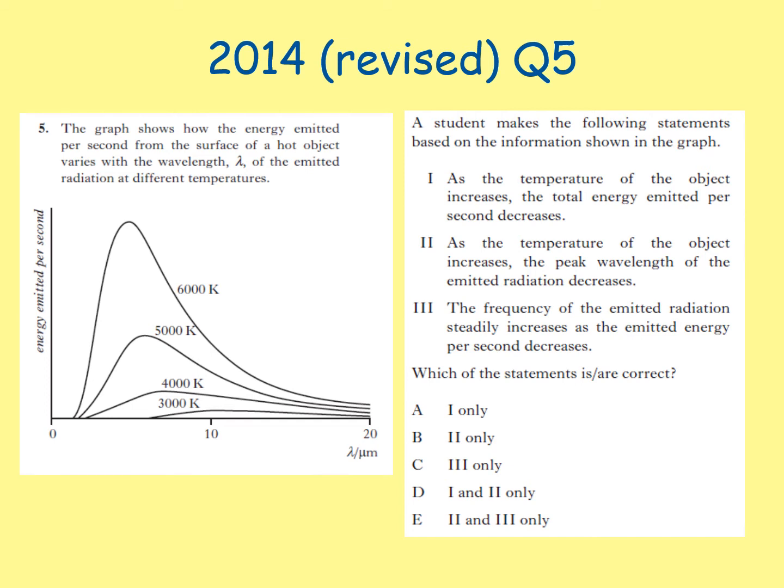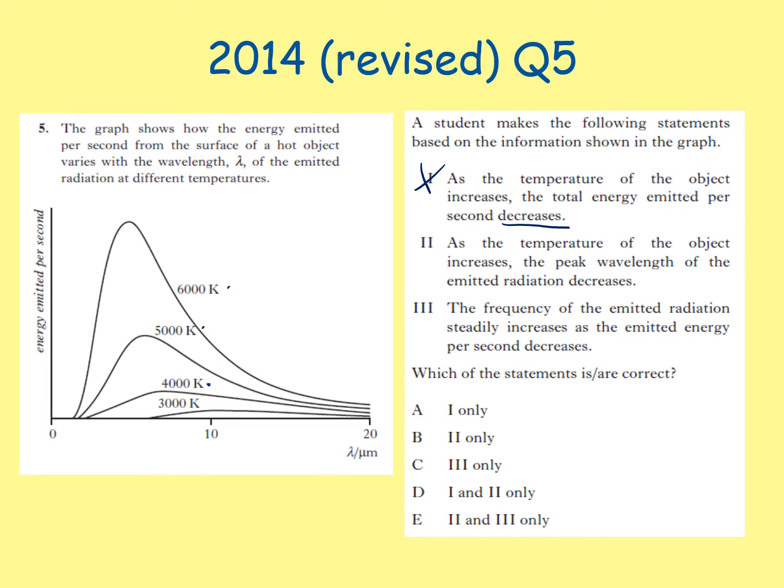A student makes the following statements based on the information shown in the graph. Which of these statements are correct? We'll go through them one by one and discuss whether they are right or wrong. Number 1. As the temperature of the object increases, the total energy emitted per second decreases. Let's have a look at the temperatures. We can see 3000, 4000, 5000 and 6000 there, and it's saying the total energy emitted per second decreases. Our y-axis is saying energy emitted per second, and we can actually see this is increasing. They say it decreases, we say it's increasing, so that one is wrong.